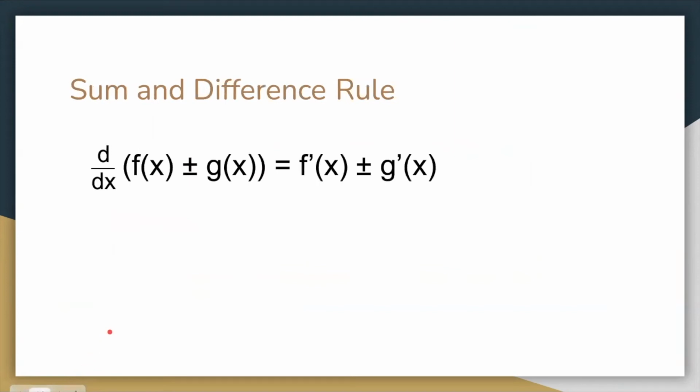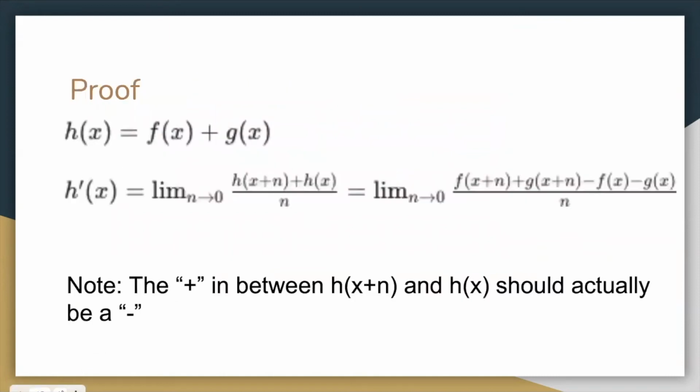So first, the sum and the difference rule, and this is very simple. So the derivative of f of x plus or minus g of x is equal to f prime of x plus or minus g prime of x. And the signs are the same in both cases. So if this sign is plus, then this sign would be plus. If this is minus, this would be minus. And the proof for that is pretty simple.